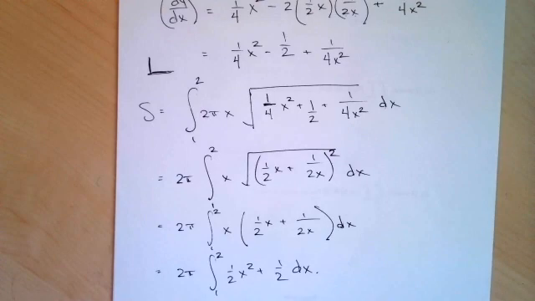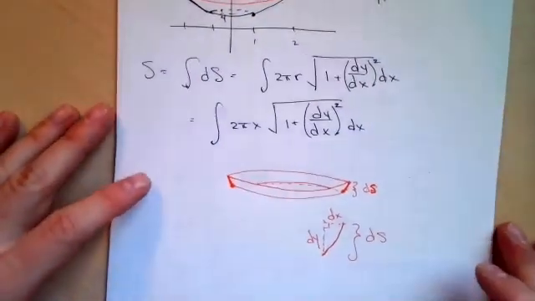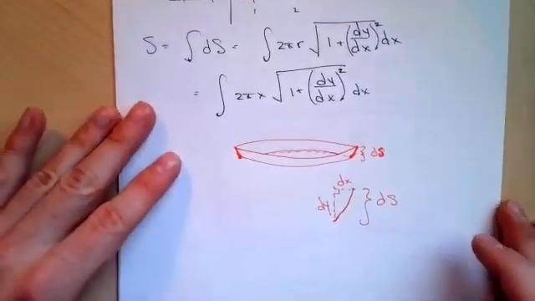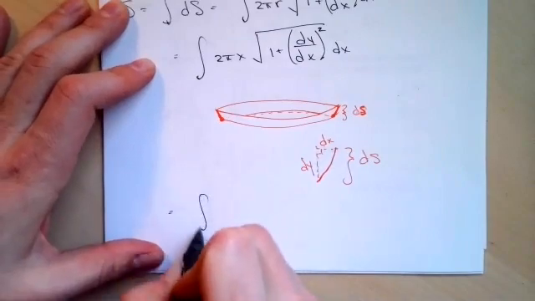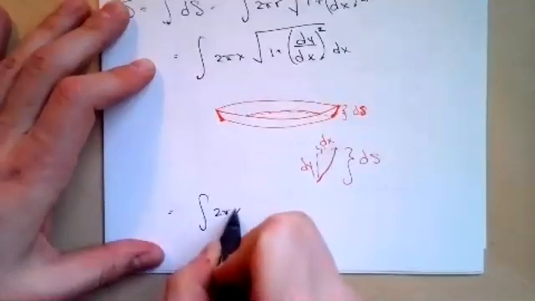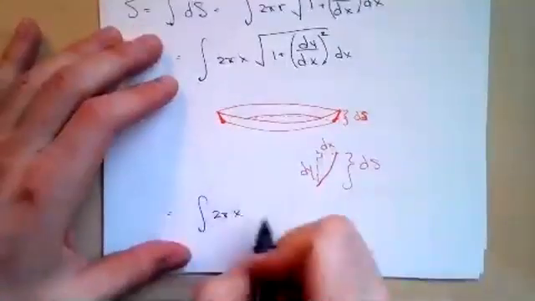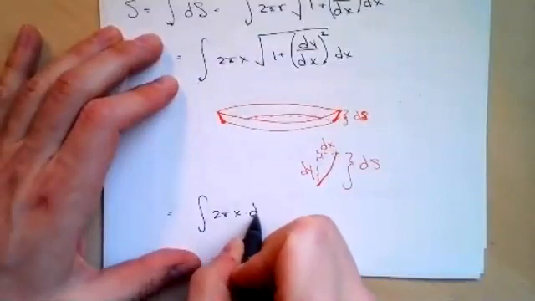We had a question in the chat. Is it right to think that you can use dy dx because it's concave up? Not necessarily, because it could be concave down and we could still use dy dx. It's really just the way we want to think about it is you really want to think about it generically in terms of just this: 2 pi x. The radius is given by x and then times ds.